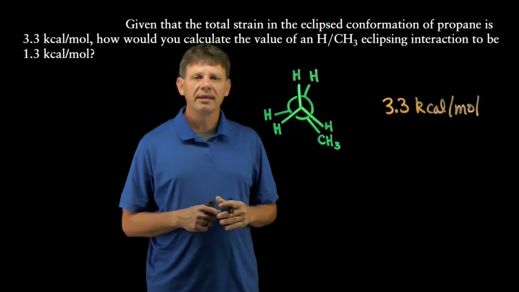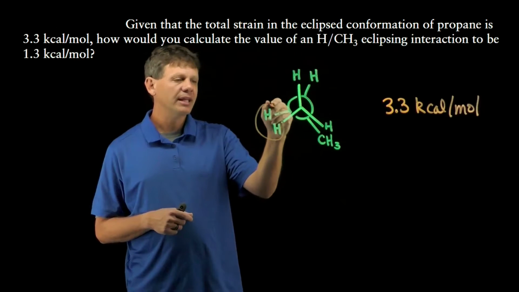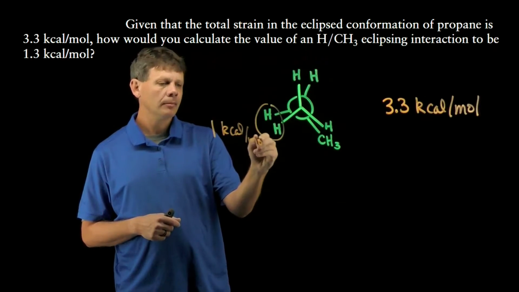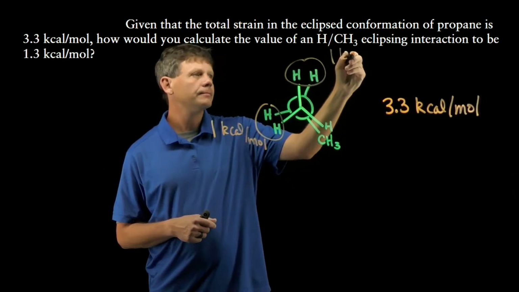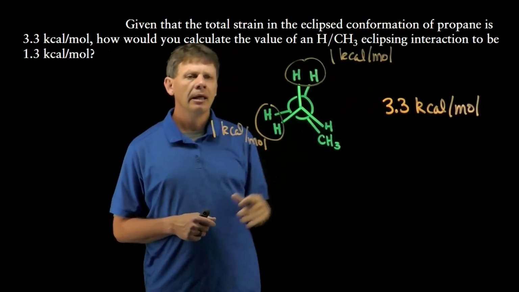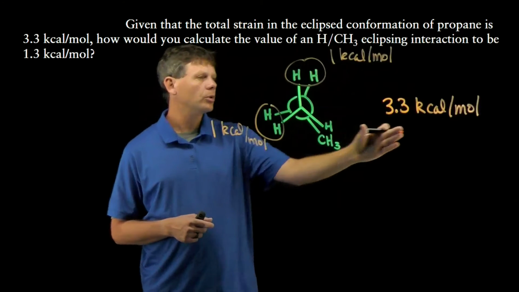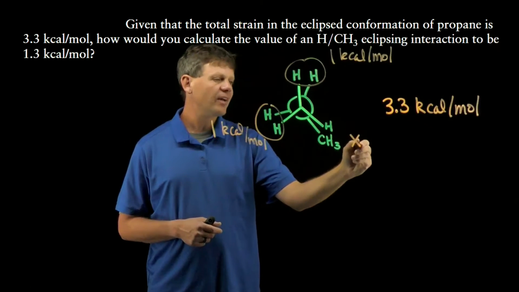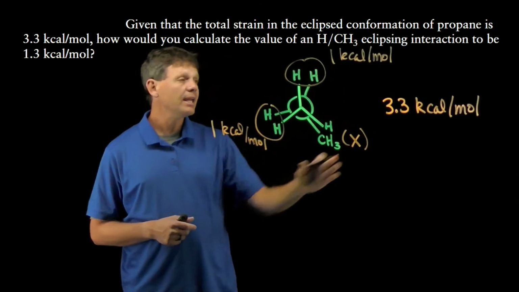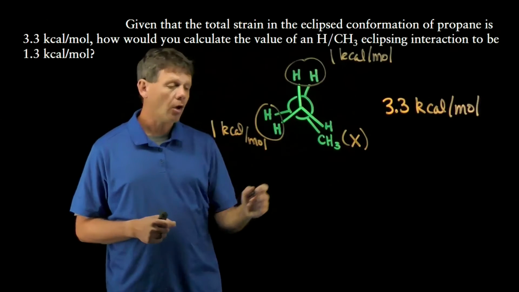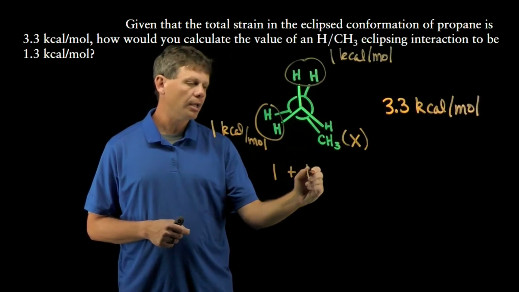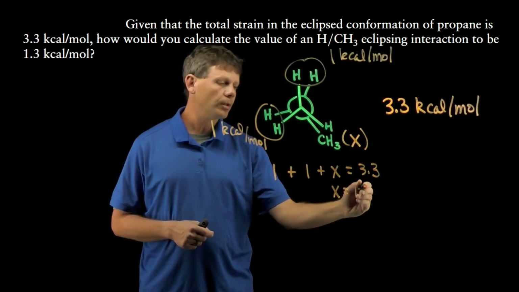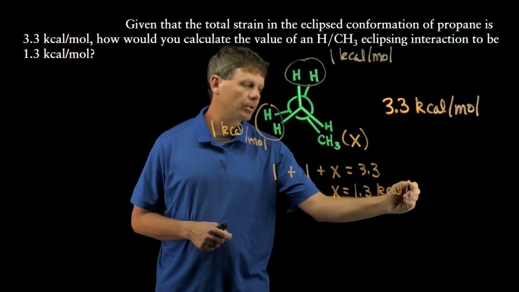This assessment starts with the knowledge that we know the value of the H-H eclipsing interaction to be 1 kilocalorie per mole, and we have 2 of these. And so if the total strain in our molecule is 3.3 kilocalories per mole, we have 1 plus some value x will be equal to 3.3. Solving for x, we get 1 plus x equals 3.3. x is equal to 1.3 kilocalories per mole.